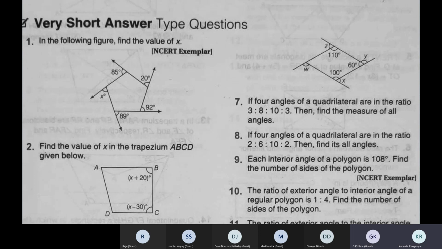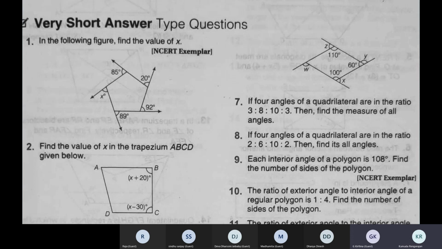Okay, what about Y? Y is equal to 120 degrees, ma'am. Okay, what about Z? Z is equal to 70 degrees, ma'am. Yeah, perfect. Very good. Y plus 60 is also 180. So Y is equal to 120. Z plus 110 is equal to 180. So Z is equal to 70. Very good.